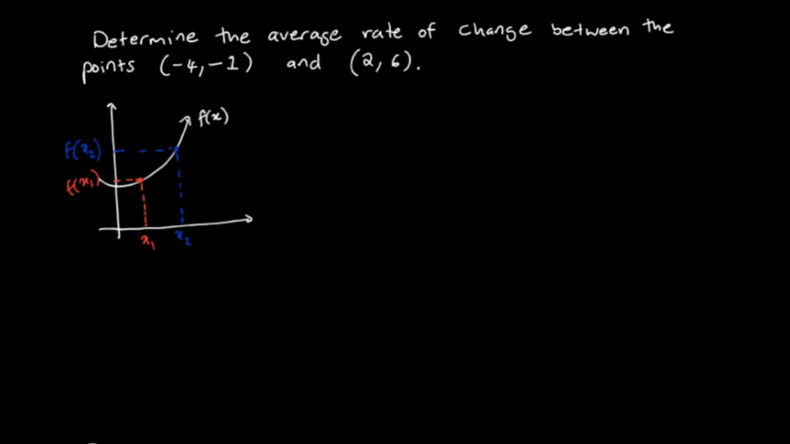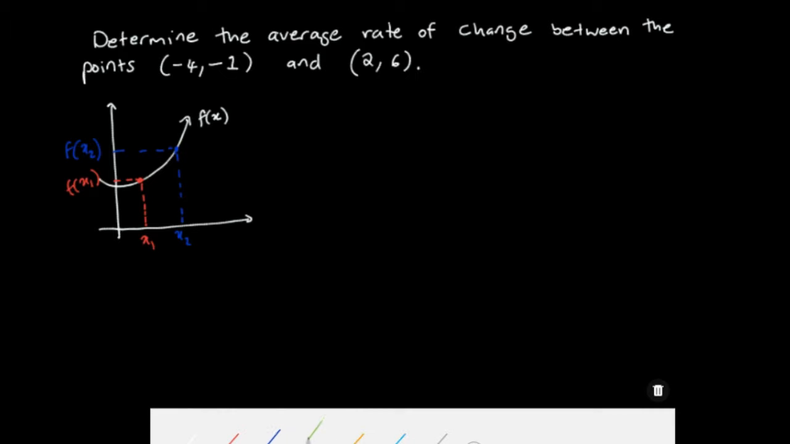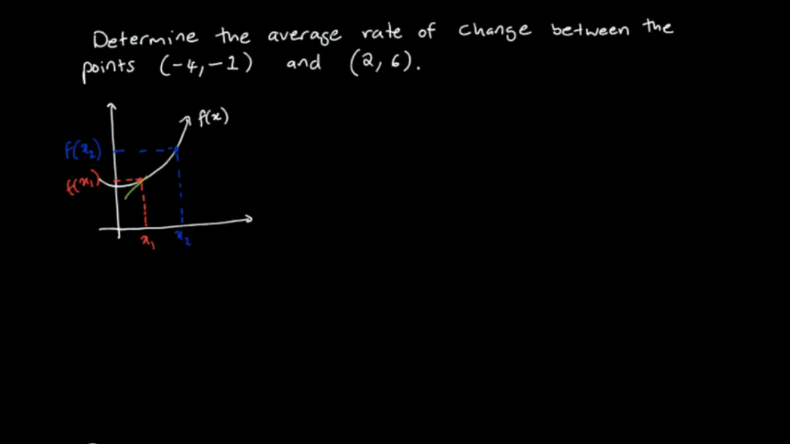Okay, so using these 2 points, to find the average rate of change between the 2 points, you need to find the slope of a secant. Now, first off, what is a secant, right? So a secant is a line that extends between the 2 points, as shown here, right?